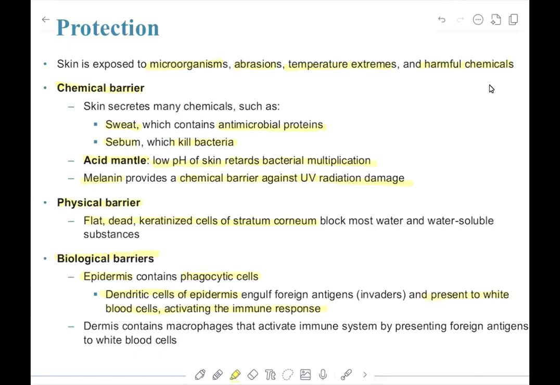And then the dermis, since it is vascular, is going to contain macrophages that can activate the immune system by presenting antigens to white blood cells, just like the dendritic cells did.